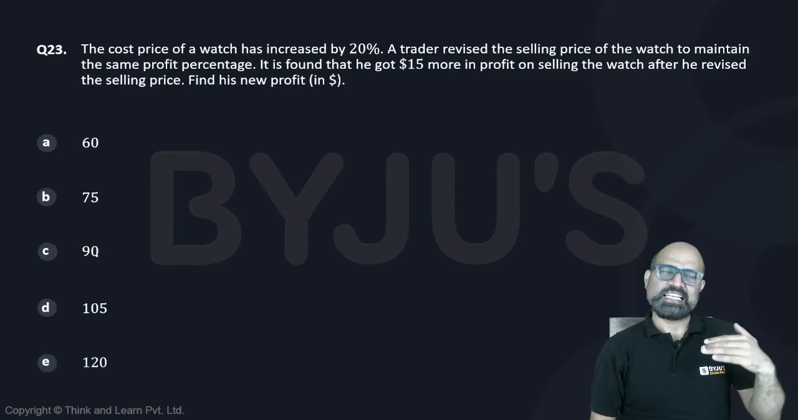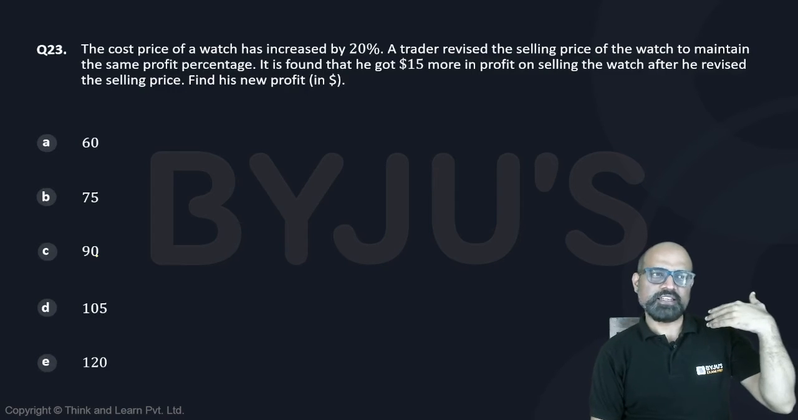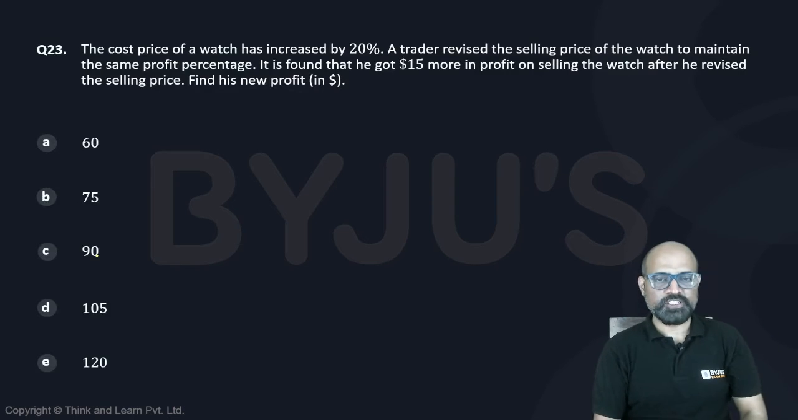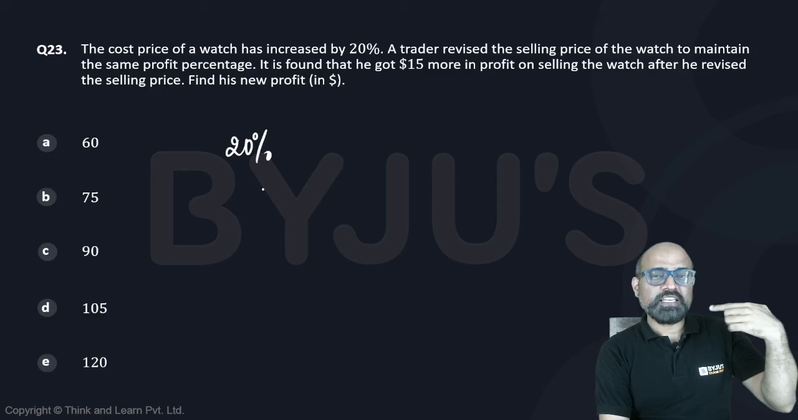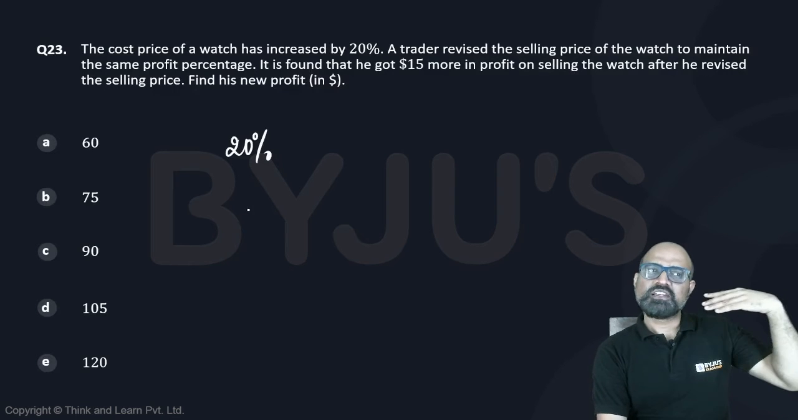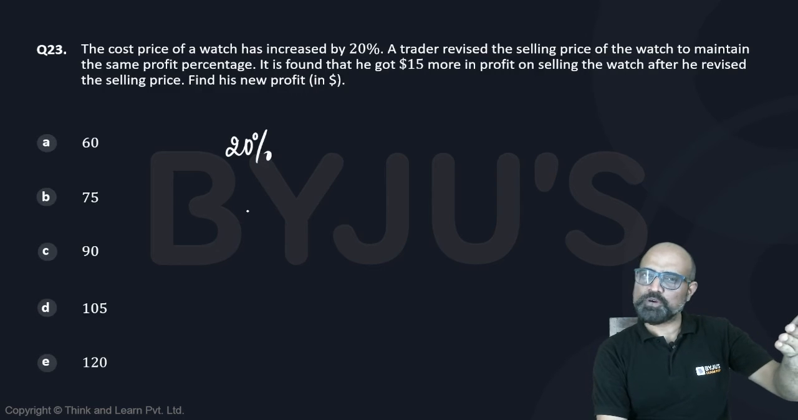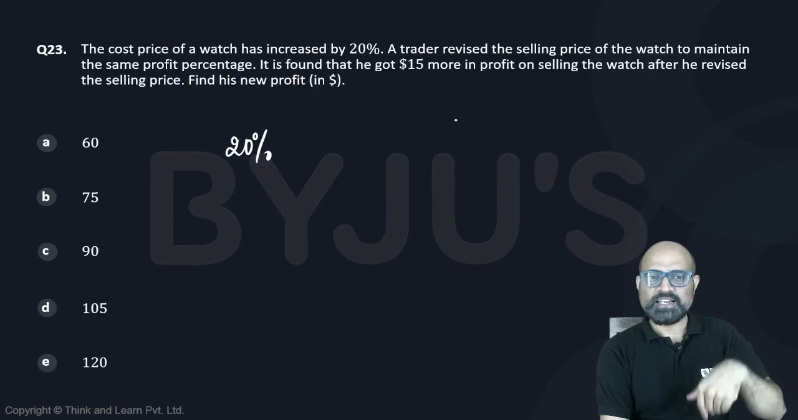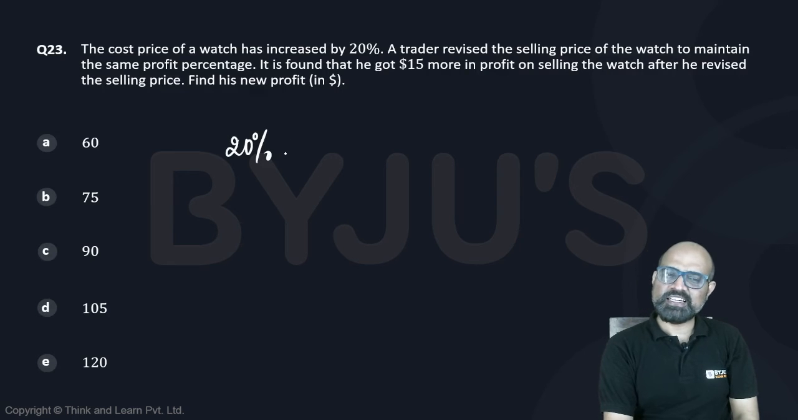Well, if he is increasing the cost price and then he is increasing the selling price so that his profit percentage doesn't change, can't we say this 20% increase in the cost price... Think about it. 20% increase in the cost price, 20% increase in the selling price will eventually give us the same percentage increase in the profit, whatever that is. And that turns out to be 15. So can we say 20% increase is same as that 15?